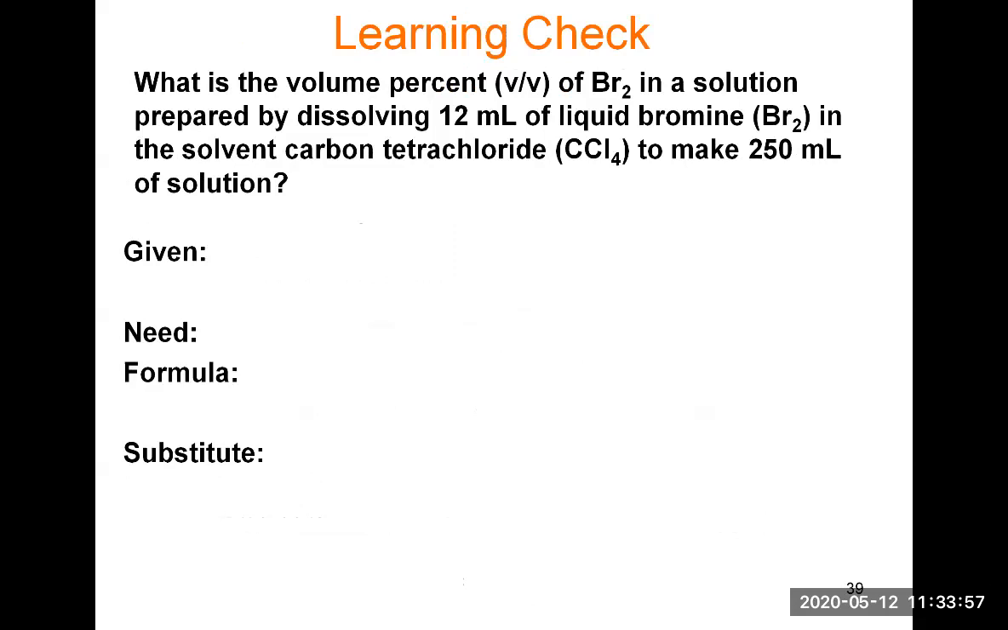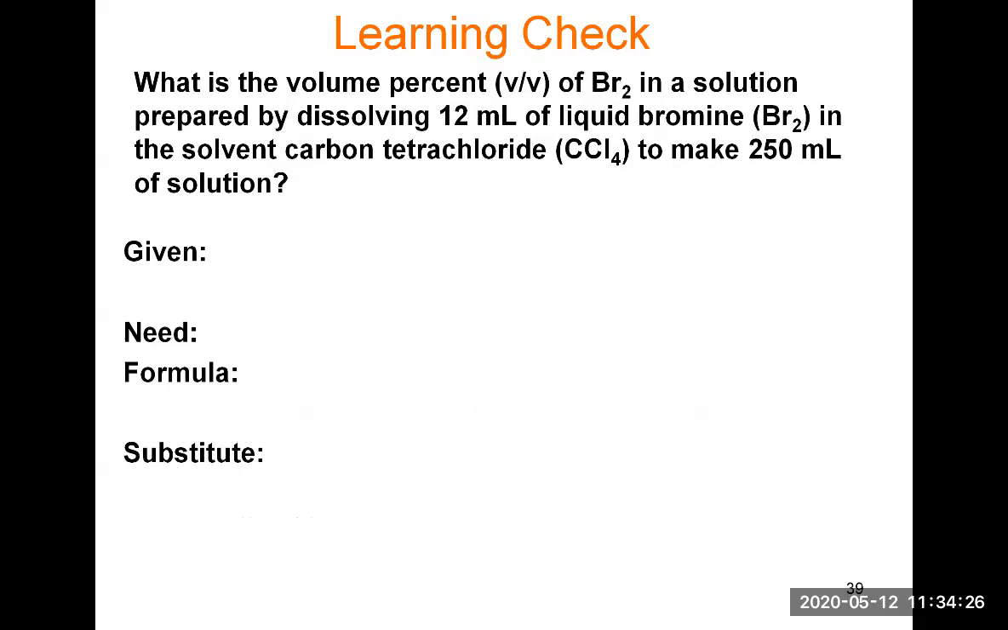Let's do a learning check where you will try on your own before you watch the answer. So the problem is, what is the volume percent, so V/V, of Br2, bromine, in a solution prepared by dissolving 12 milliliters of liquid bromine in the solvent carbon tetrachloride, CCl4, to make 250 milliliters of solution.